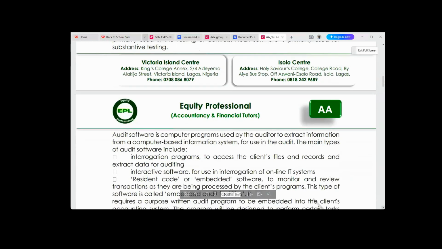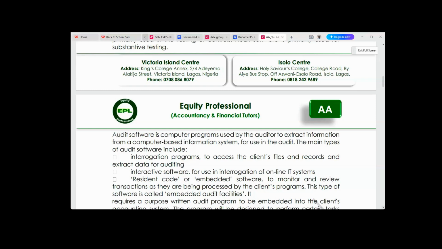Then we have three types of audit software. What we call the interrogation programs. What this one does is that it accesses the client files and record, okay, and extracts data for auditing. So this one, the way I told you, they are computer programs, machine language, programs that have been designed, configured in such a way that once it is installed, they will just target your client files and record and extract information for auditing. That's what they do. We call it interrogation programs.